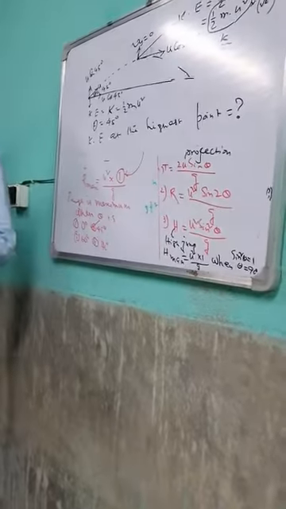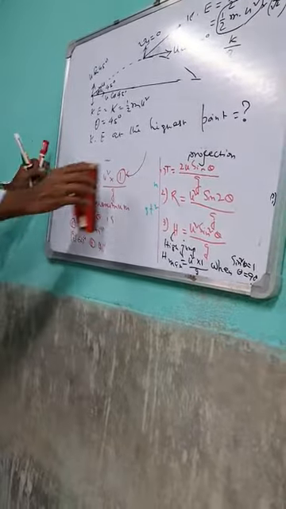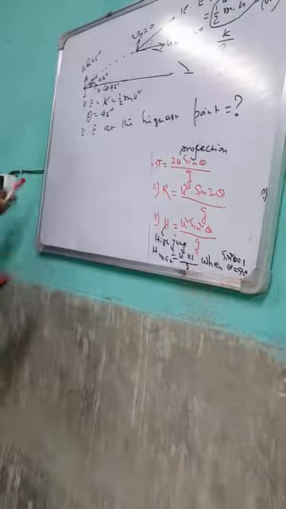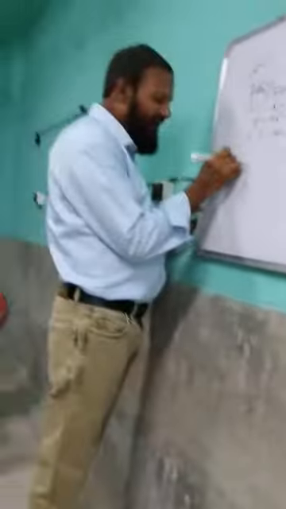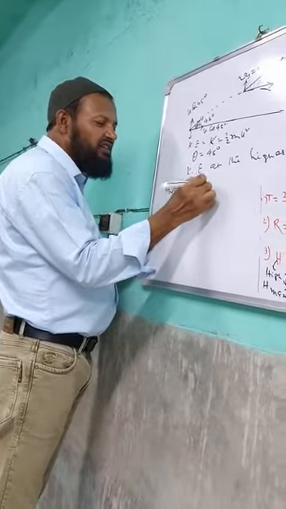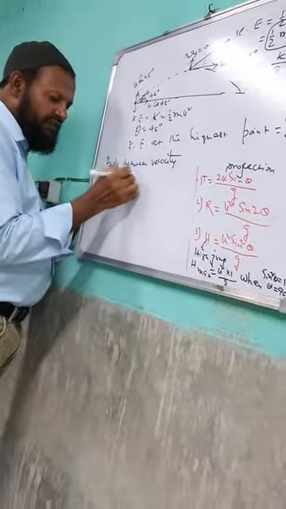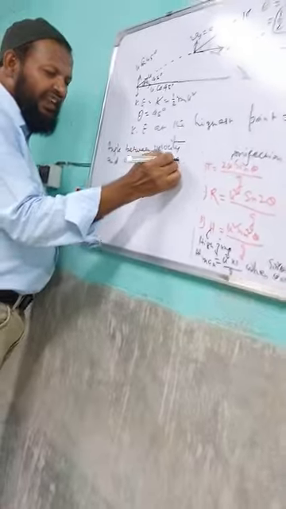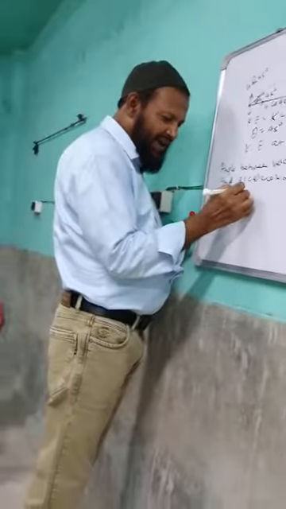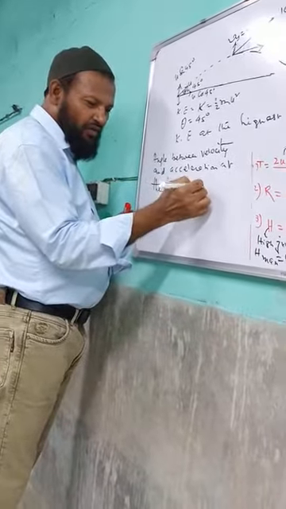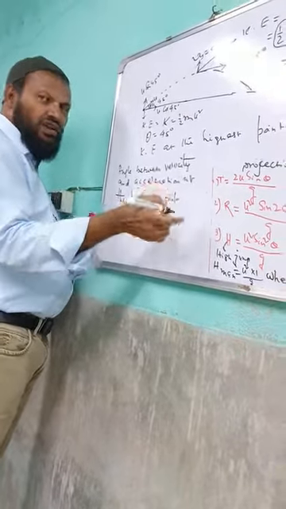Another question. Please see here. Here is one important question. Please write down. Angle between velocity and acceleration at the highest point on the trajectory.